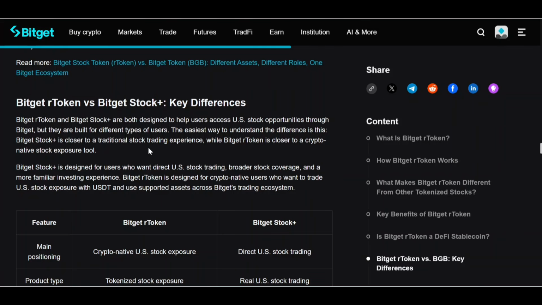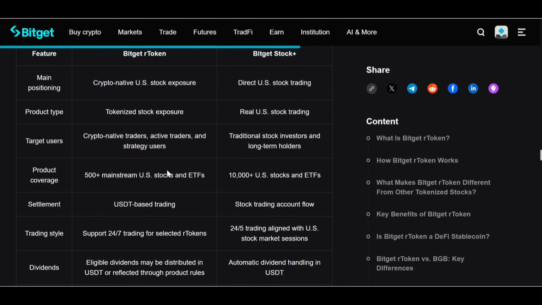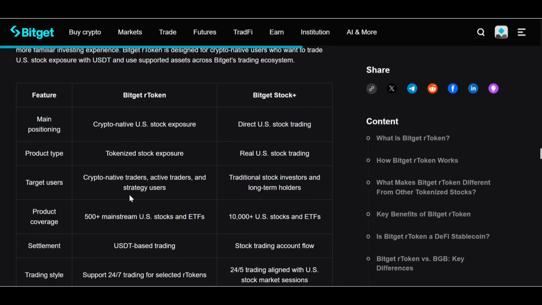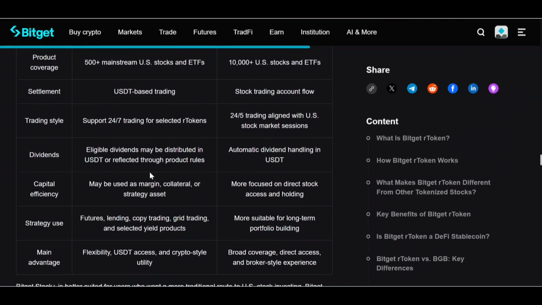One is actually for stock trading, and the other one is sort of like a derivative to track stock price exposure, if that makes sense. So that's the differences and nuances between them, and it talks about it here. If you scroll down here, you can see main positioning, crypto native US stock exposure, whereas this is direct US stock trading. Again, one is the actual trading platform, which we need the KYC for, and not every region is able to get access to direct US stock trading, whereas the crypto native US stock exposure gives anyone the capability to get access. And those are some of the key differences.